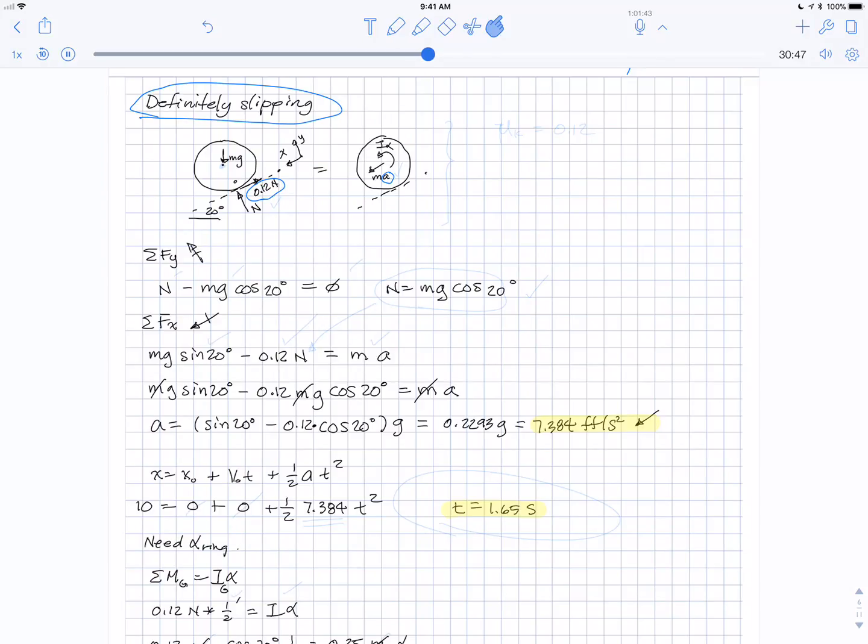And the other thing is we can no longer say that A is R times alpha. That's the new unknown. So basically we're swapping unknowns. This used to be unknown, the friction force, but now it's known. The A used to be known as R alpha, but now this is unknown. Okay, so let's keep going.